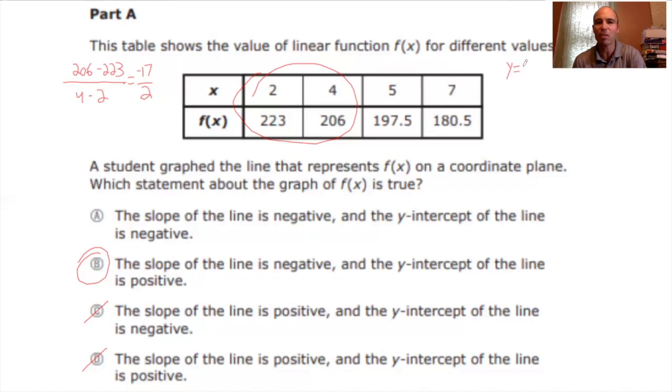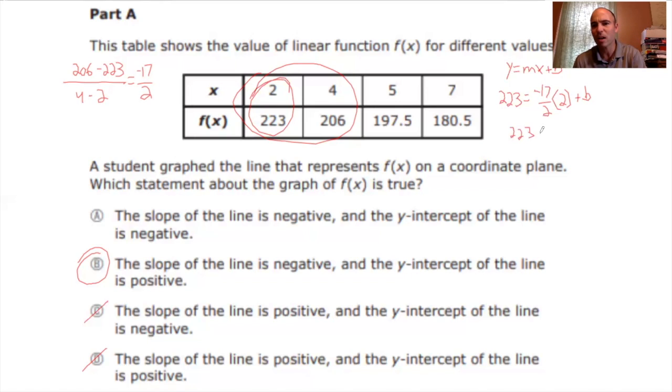Now, you don't have to do this if you already got the solution, but some of you may want to. If you want to figure out that exact y-intercept, basically what you have to do is plot a point. I like this one, it's got smaller numbers. So y is 223. Remember, f of x is just a fancy name for y. Slope negative 17 over 2, your x is 2, plus b.